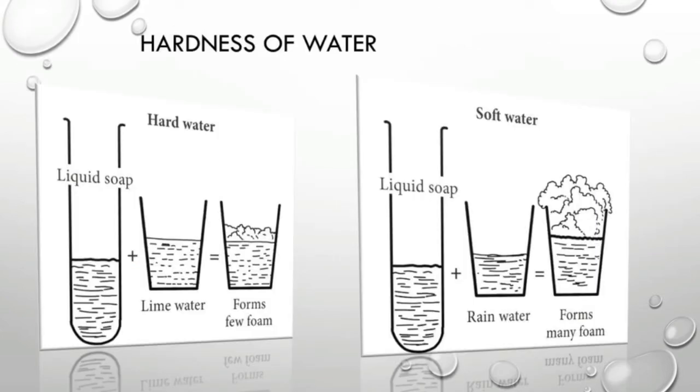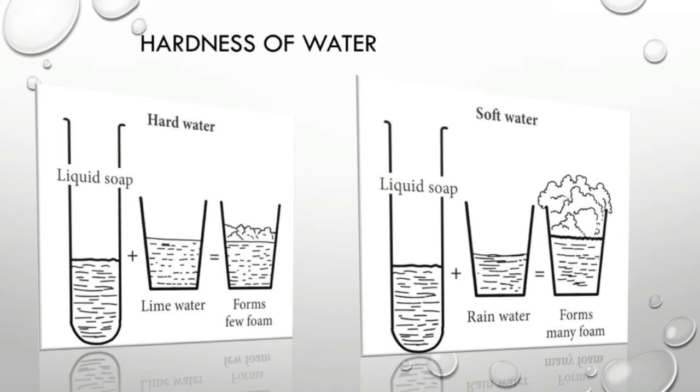Hardness of water. We use soaps and detergents to wash clothes. They form lather, that means the foam, with water that quickens the process of removal of dirt from the clothes. Water contains a number of dissolved salts and minerals. When these salts are present in very small quantities in water, it is called soft water. In this water, soaps or detergents form lather easily. That means it produces foam easily.